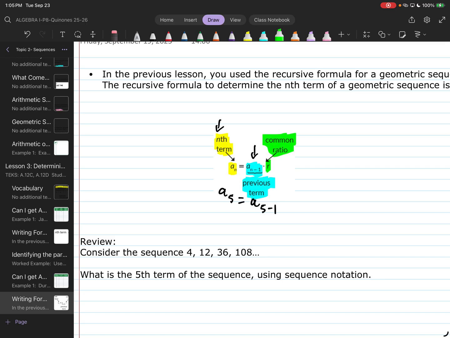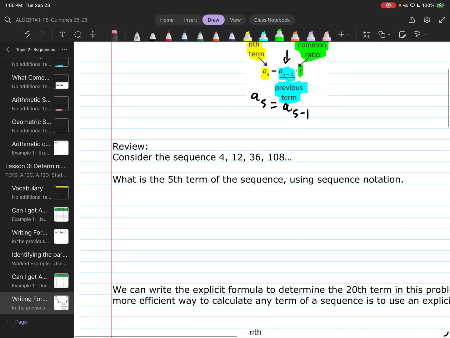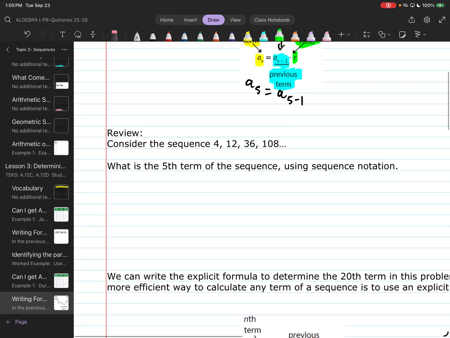Okay? I want you to practice using recursive formulas. Here's the sequence that I want you to follow. 4, 12, 36, and 108. I want you to write it using the recursive formula. So I'm going to do the first one, right? We already know what a sub 1 is. That is equal to what according to this sequence?